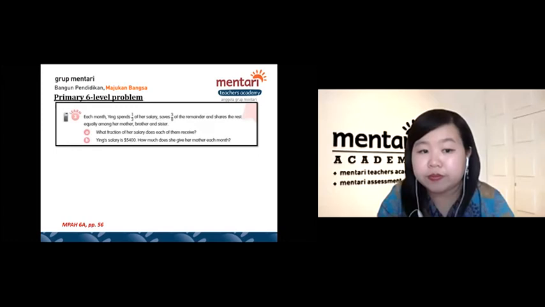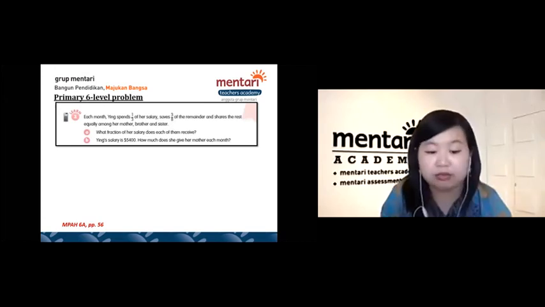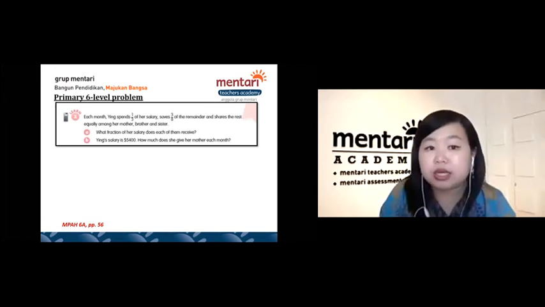All right. Last one here that I would like to show is the primary 6th level problem. It's also just divided into different parts. Each month, Ying spends 1/3 of her salary, saves 3/8 of the remainder, and shares the rest among her mother, brother, and sister. What fraction of her salary does each of them receive? And Ying's salary is 5,400. How much?